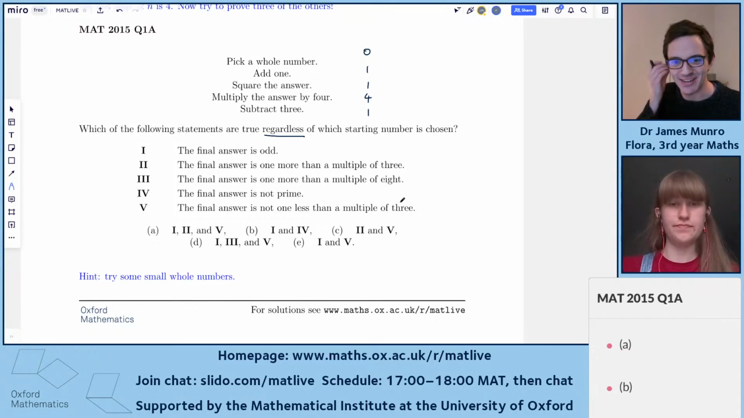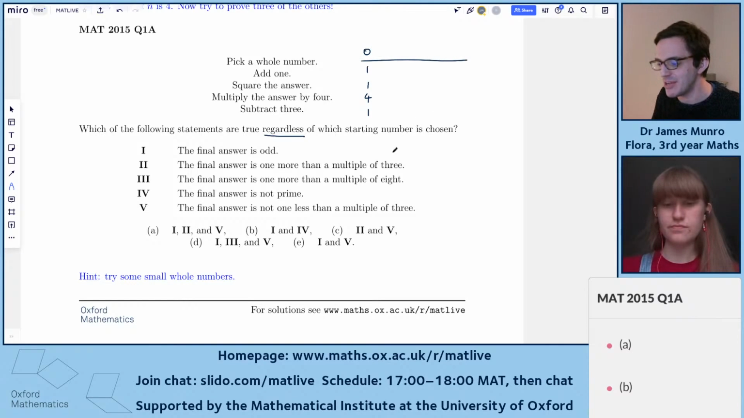What do you think at home? Let us know in chat. Did you try other numbers? Did you get other answers? Can we work out which of these facts are true? Maybe we could keep checking different input numbers. So this is my input. Or maybe we can be a bit cleverer.